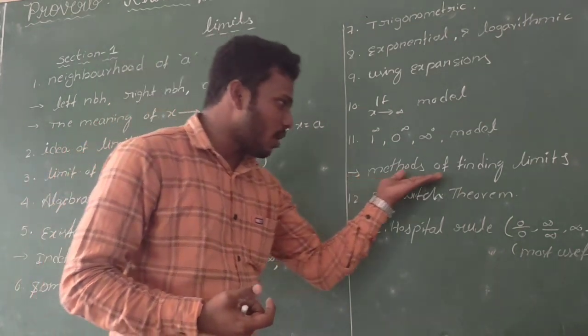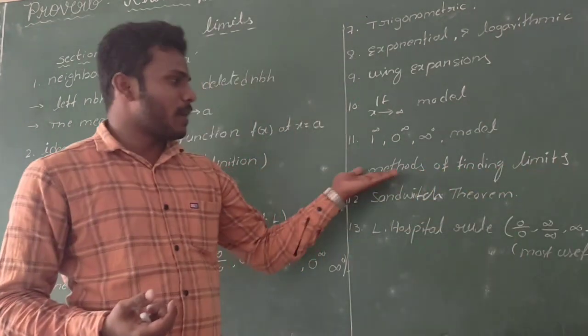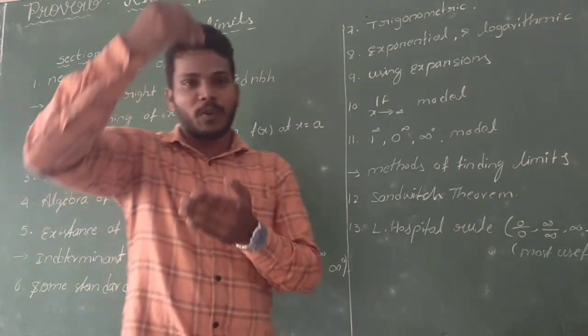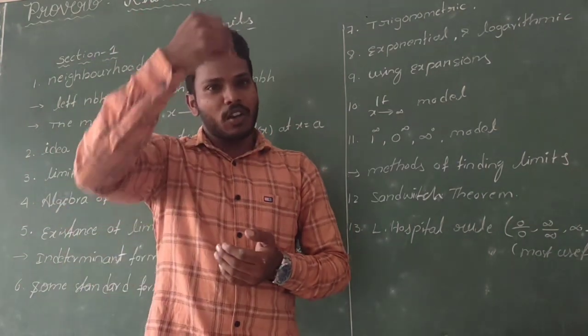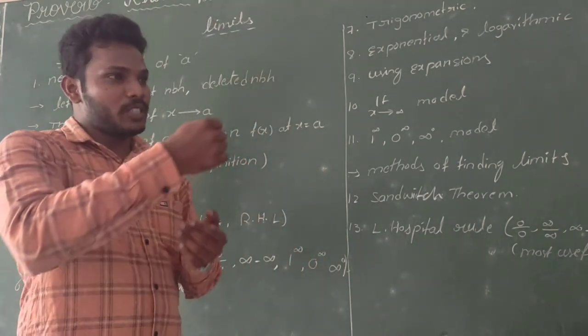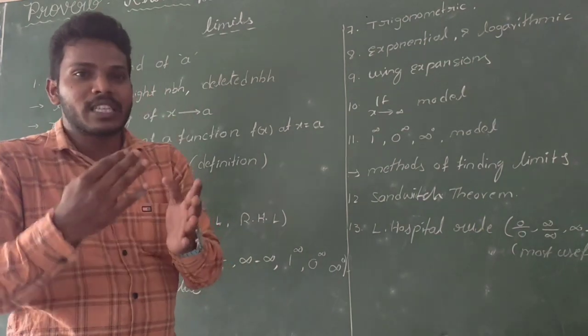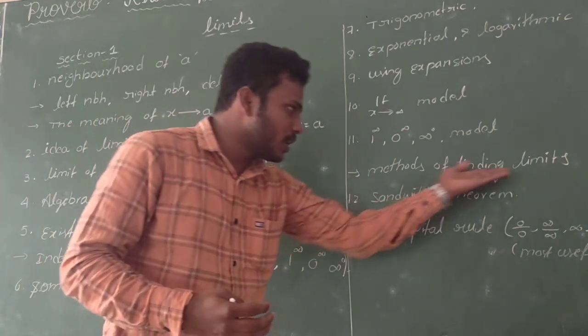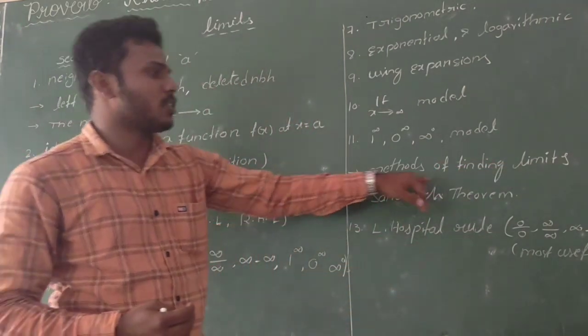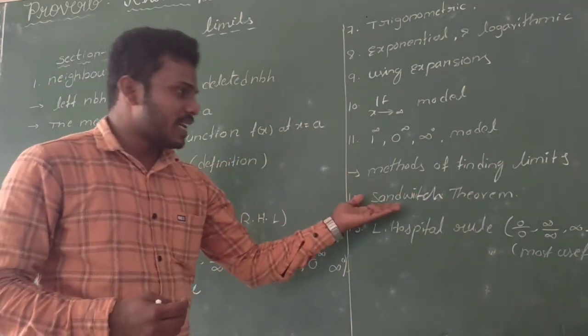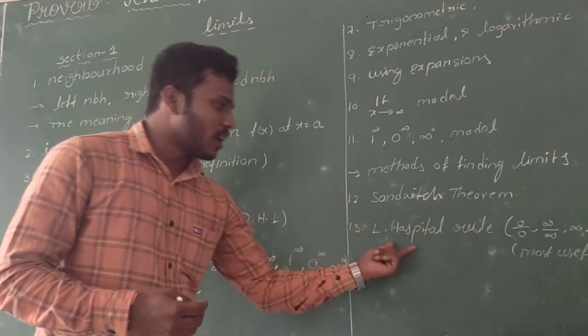Next, methods of finding limits. Methods of finding limits means we have to follow some order of verification, to see which is the easy and suitable method to find the limit. So that is the method we follow. Then the Sandwich theorem and L'Hopital rule.